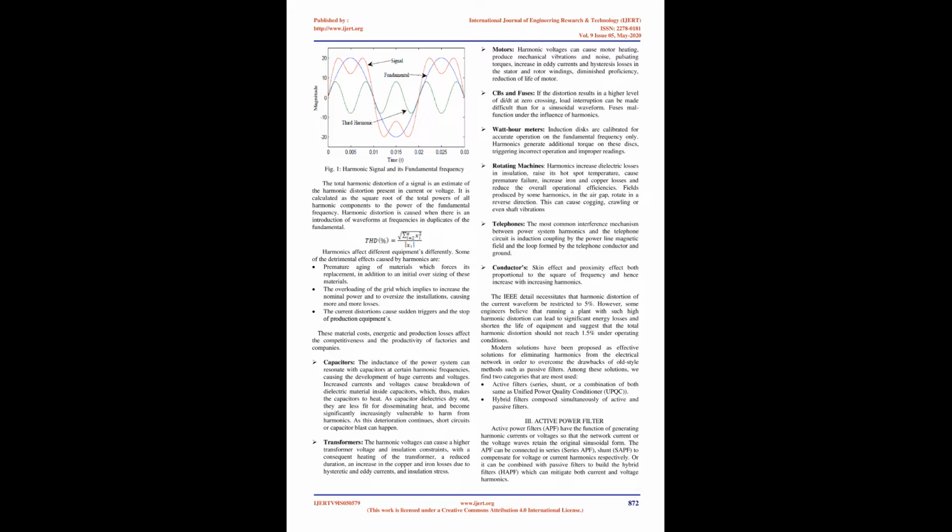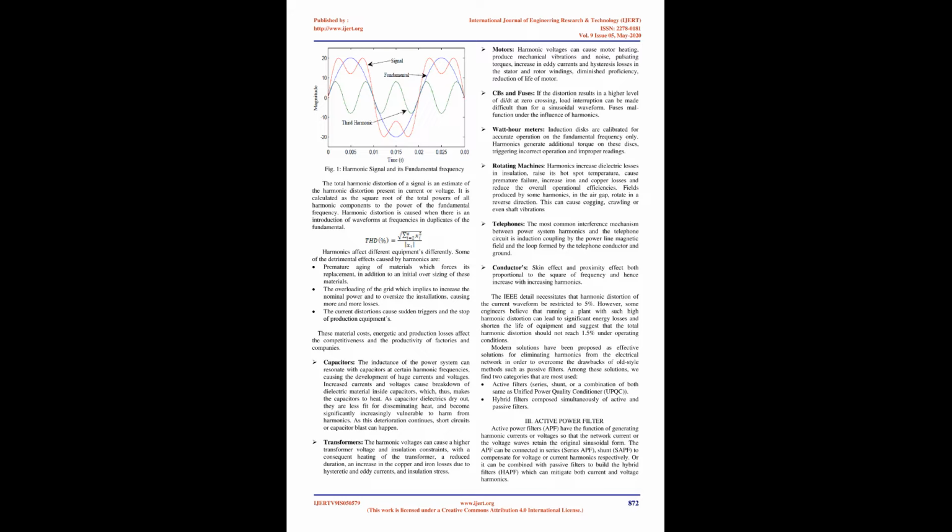Harmonics affect different equipment differently. Some of the detrimental effects caused by harmonics are premature aging of materials, which forces their replacement, in addition to an initial oversizing of these materials. The overloading of the grid implies increasing the nominal power and oversizing the installations, causing more and more losses. The current distortions cause sudden triggers and the stop of production equipment.